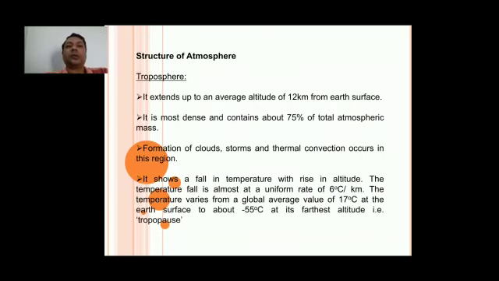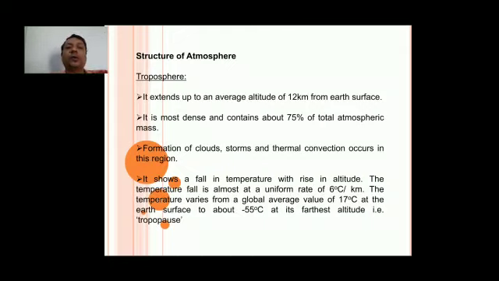Structure of the atmosphere. Troposphere. It extends up to an average altitude of 12 km from Earth's surface. It is most dense and contains about 75% of the total atmospheric mass. Formation of clouds, storms, and thermal convection occurs in this region. And due to this thermal convection, wind and rain also happen.